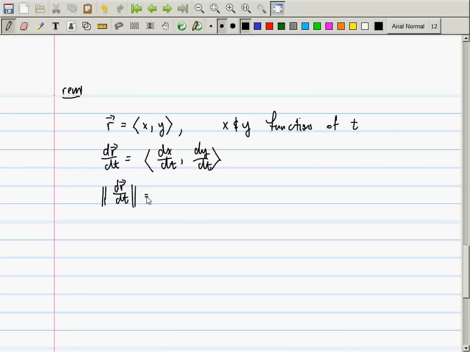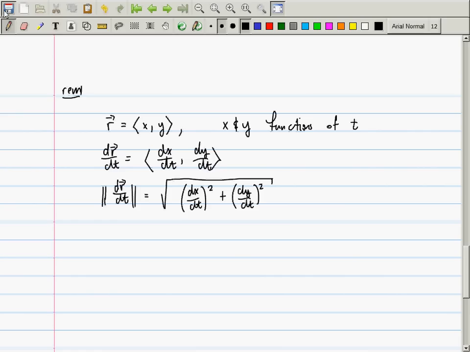And then when you see it, it should be visually striking to you and you should be recalling something. Okay, so then it will be the square root of dx/dt squared plus dy/dt squared. So doesn't that look familiar to something else you've seen before? Ah, it's the same as the arc length.